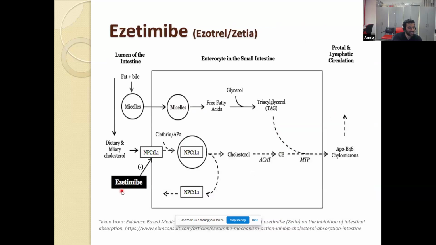But it works by essentially binding onto a receptor called Niemann-Pick C1-Like 1. Niemann-Pick C1-Like 1 binds to a protein called clathrin AP2, and essentially this is required to shuttle cholesterol out into the lymphatic system and into the blood. So if you block this with ezetimibe, you block cholesterol packaging into the blood.